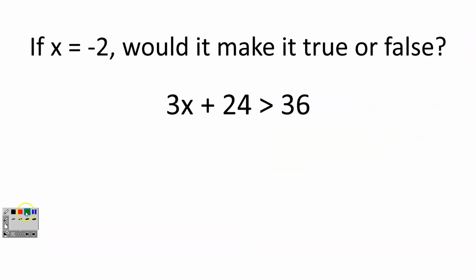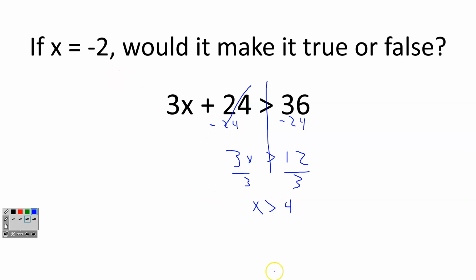How about this one? If x is equal to negative 2, would it make it true or false? Well, I'm going to solve it and subtract 24. So I'm going to bring down my 3x is greater than 36 minus 24 is 12. I'm going to divide both sides by 3. And I end up with x is greater than 4.